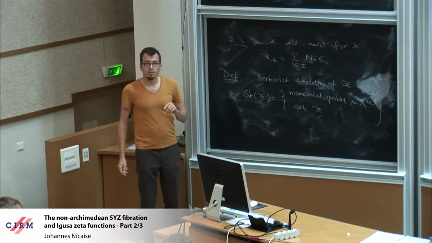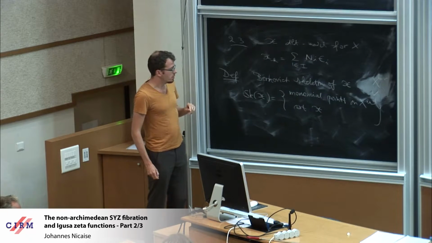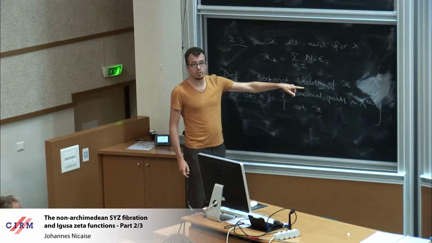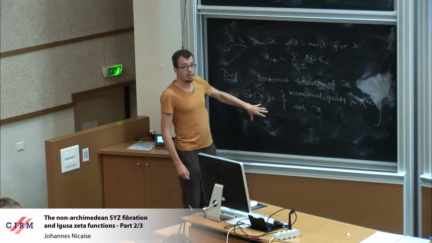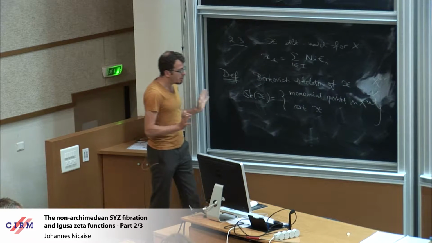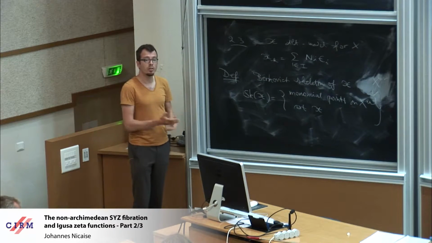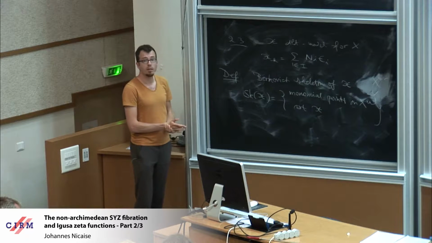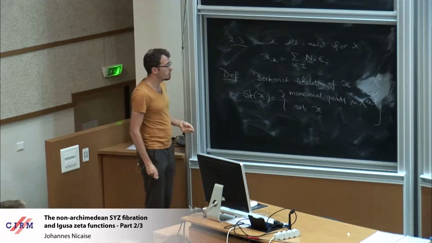Johannes, are you writing X^n as a subset of X^p? No, this set is a subset of X^an, the skeleton. Sorry. Yeah. By definition, monomial points are always supported on the generic point of X. So these are valuations on the function field.